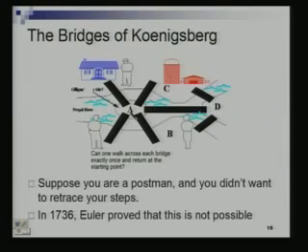Since there is a bridge from B to A, in fact there are 2 bridges from B to A, I will put 2 edges between B and A. Similarly, there are 2 bridges between A and C, so I will put 2 edges between A and C. There is one bridge from A to D, so I will put 1 edge between A and D. There is a bridge between D and B, so I will put one edge between B and D and an edge between C and D.